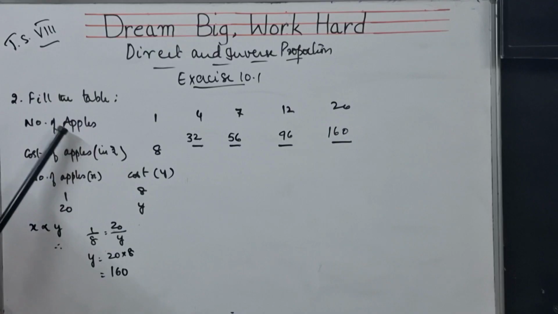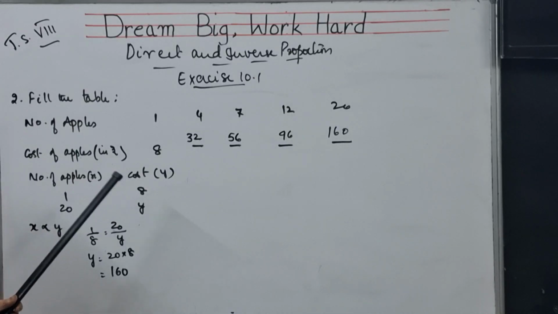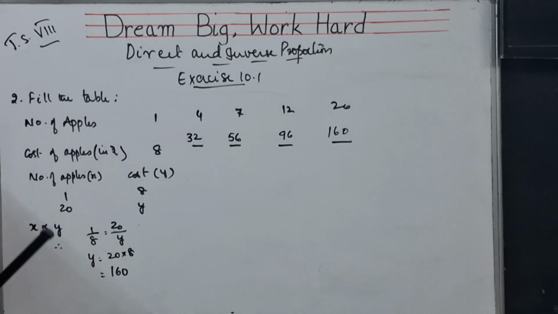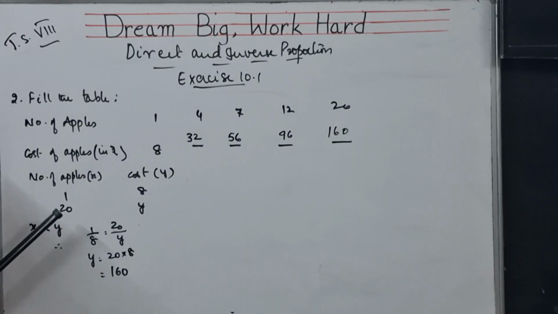So cost of apples and number of apples, they are directly proportional. If apple number increases, cost also will be increased. Cost means here how much amount they have to pay. It is not the cost of a single apple. The apple cost will be the same, but as you are increasing the number, the amount that you have to pay to the shopkeeper will increase.